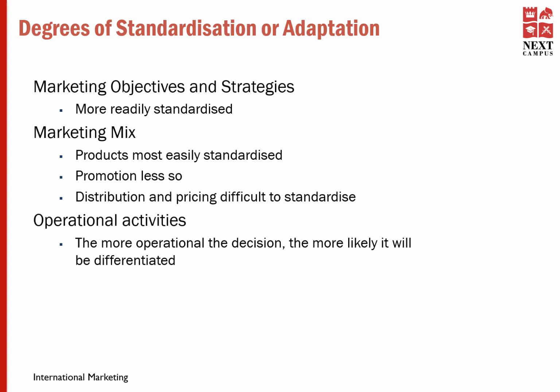Distribution depends on the market mostly. So while for some products, standardization may be quite convenient and easy, for most products, the distribution may have to be adapted at least to a certain degree. Pricing, well, standardizing pricing, some organizations do, but because of currency conversions, raw material prices, labor costs, different taxations, all these things, the pricing is very difficult to standardize most of the time.